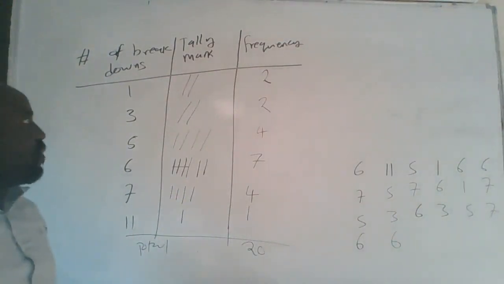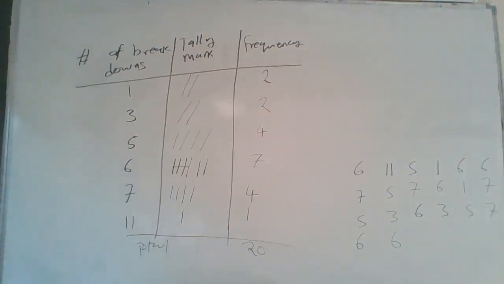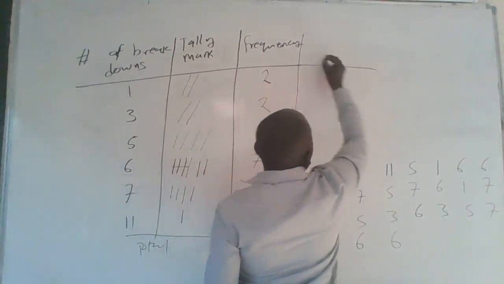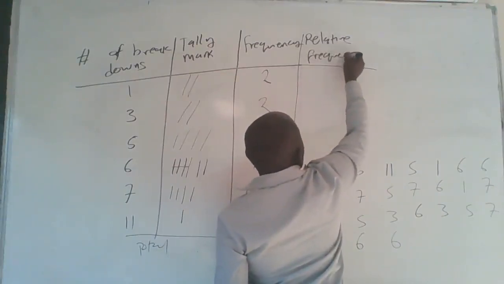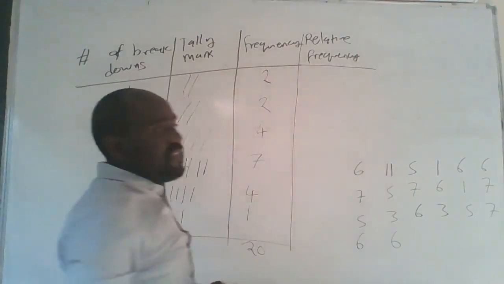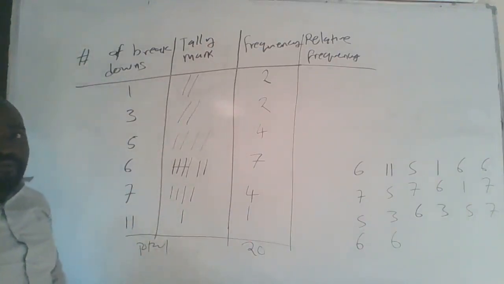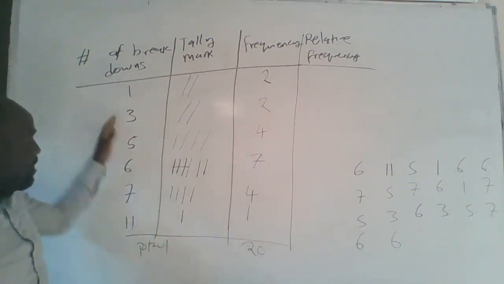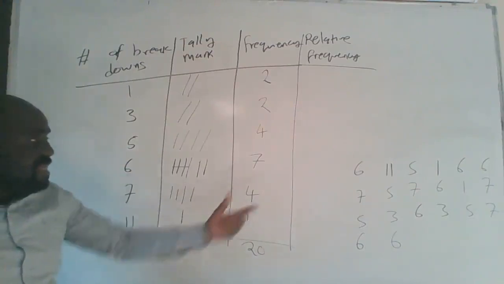From this, we can also obtain a relative frequency distribution table from the data that we have. We can simply include another column, which we'll call relative frequency. This relative frequency is measuring the proportion of each of these distinct values in the distribution. What's the proportion of 1 in that collection? What's the proportion of 3? And so on until we reach the proportion of 11.